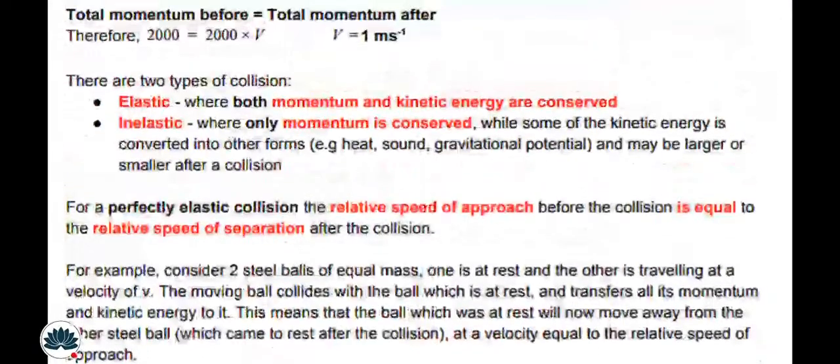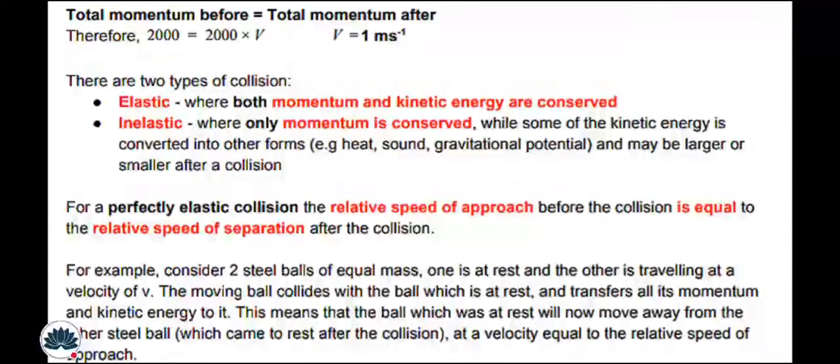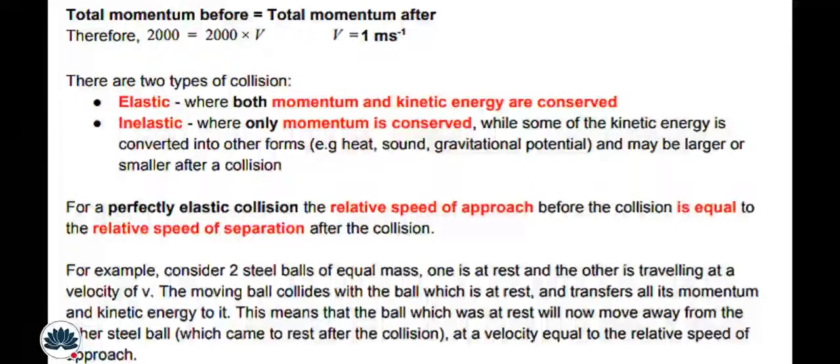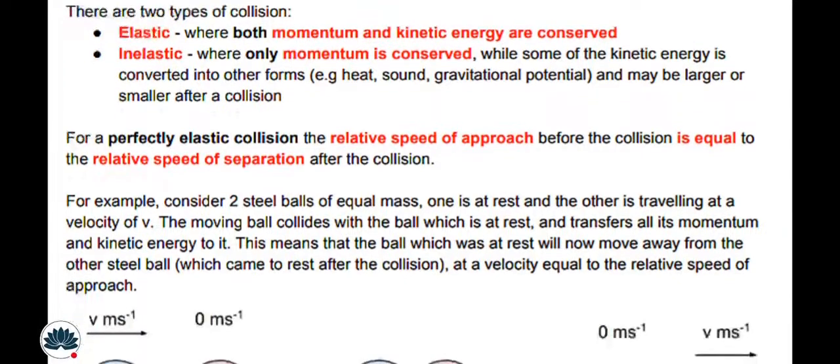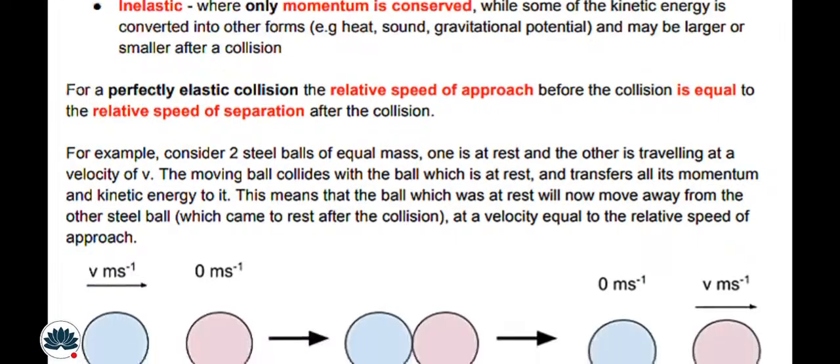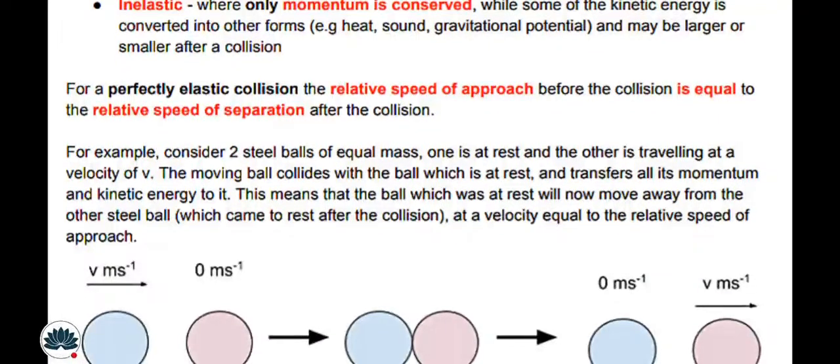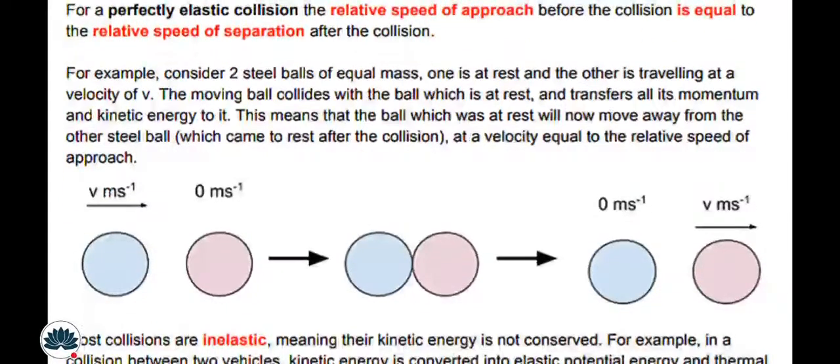There are two types of collision: elastic, where both momentum and kinetic energy are conserved; and inelastic, where only momentum is conserved while some of the kinetic energy is converted to other forms such as heat, sound, and gravitational potential, and may be larger or smaller after the collision. For a perfectly elastic collision, the relative speed of approach before the collision is equal to the relative speed of separation after the collision. For example, consider two steel balls of equal mass.